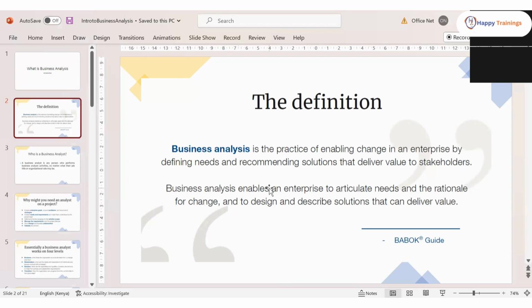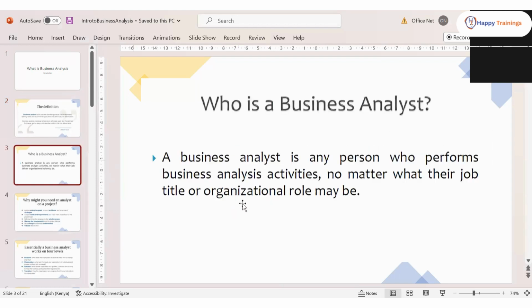Next up is, who is a business analyst? A business analyst is any person who performs business analysis activities, no matter what their job title or organizational role may be. So in any organization, it doesn't matter what our role is. We can perform business analysis activities, whether I am a project manager, a program manager, a software developer, or maybe a test engineer. It doesn't matter. I can perform the business analyst activities.